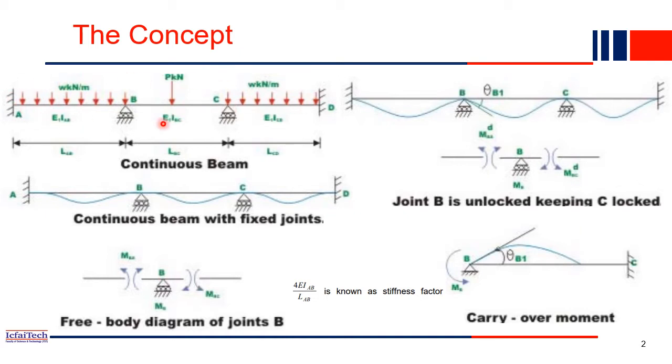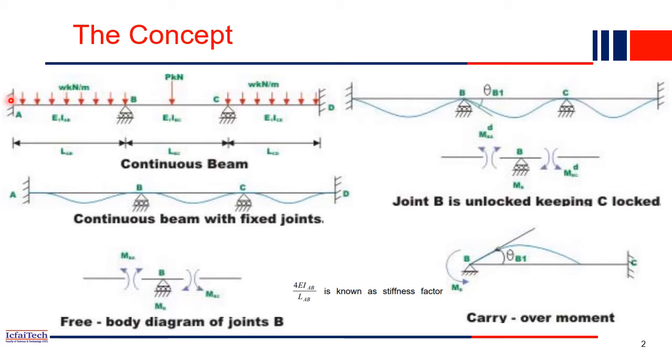Let's consider this beam. This beam is continuous, as I discussed in the last class also. When the span extends over more than two supports, we call it a continuous structure. So in this case, this is a continuous beam. Now let's verify whether this beam is determinate or indeterminate. As we know, continuous beams are always indeterminate in nature.